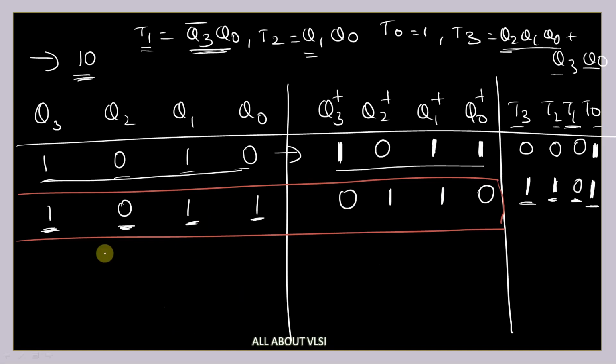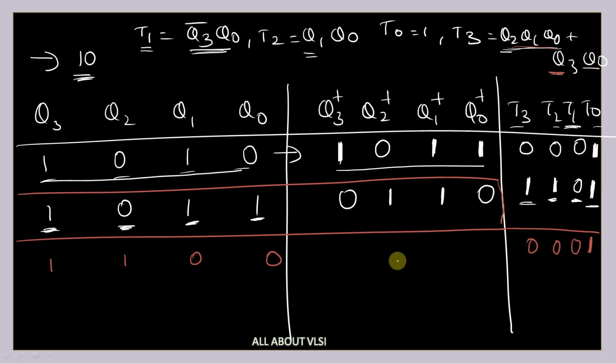Now let us find out for other inputs also. Let's say our next input is 12. Let us find out the values of T0, T1, T2, T3. T0 is equal to 1 itself. And coming to T1, how to find it out? Q3 bar, that is nothing but 0. So T1 is equal to 0. And what about T2? T2 is nothing but Q1 into Q0. Q1, Q0 are 0. And coming to T3, Q2 is equal to 1, Q1 is equal to 0, so this whole term will become 0, and Q3 is 1 and Q0 is 0, so this term will become 0.